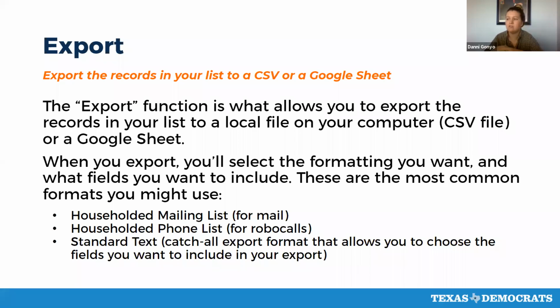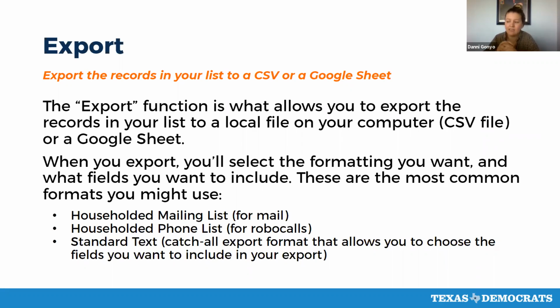So you can use the export function to push your list to a local file like a CSV or into a Google Sheet. When you export, you'll select the formatting that you want and the fields that you want to include. The most common formats that we see folks use are a household and mailing list, which is what you'll use for sending mail or generating labels for mail. Household and phone list is great for robocalls if you're doing those.